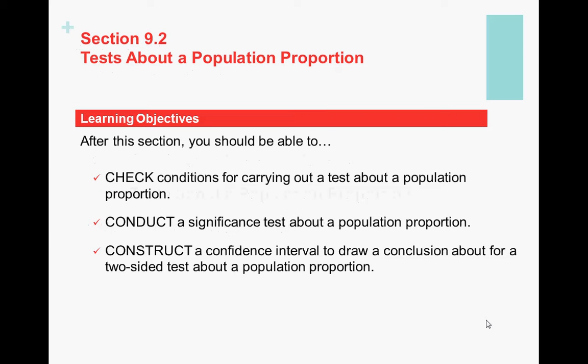So here are our goals for this section. This includes 2 days' worth of material. We need to check the conditions for carrying out a test about a population proportion, and as you'll see, it's the same three as before: random, normal, and independent. The difference is a small one, as you'll see. Also, we'll need to know how to conduct a significance test about a population proportion and how to construct a confidence interval to draw a conclusion for a two-sided test about a population proportion.